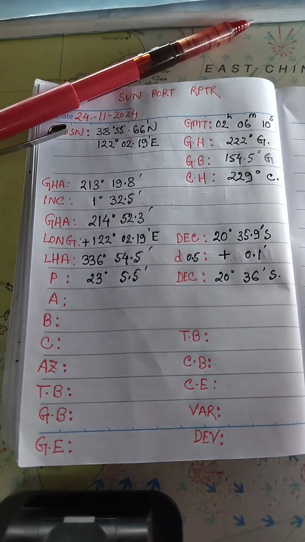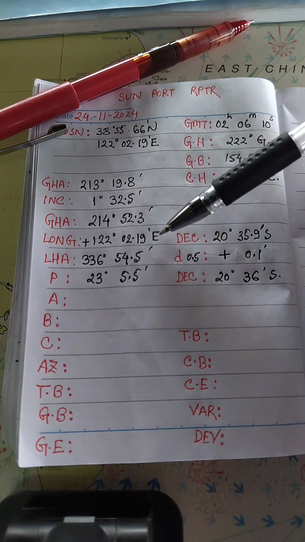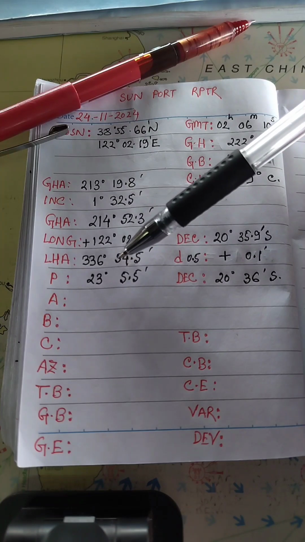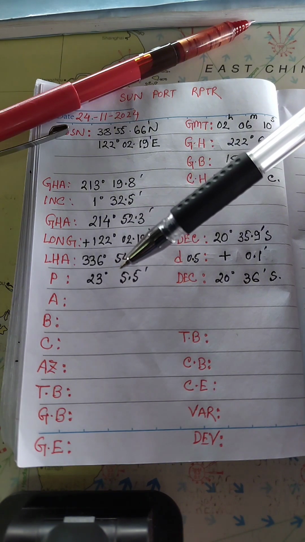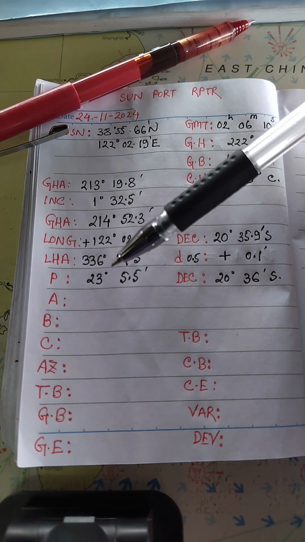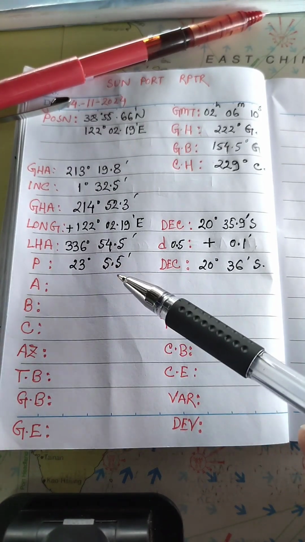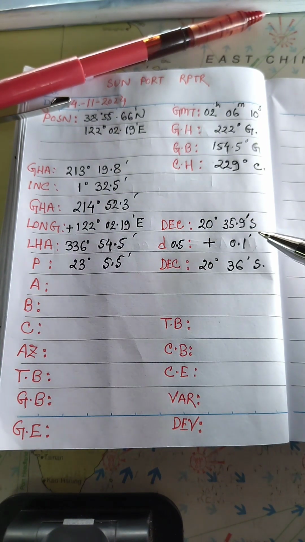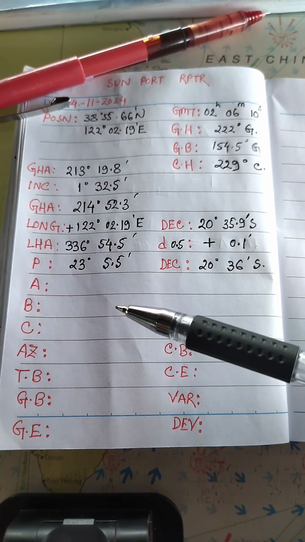Okay guys. You see, my GHA I add with the increment, I find the final GHA, and after that longitude is east, so I add, and I found my LHA. Then I subtract the LHA from 360 degrees and find the P value, just to avoid the minus sign. Remember this one guys: if your LHA is more than 180 degrees, you can subtract from 360 degrees and find your P value. So I find my P value just to avoid the minus sign when I calculate A and B. And with the declination and decorrection, I find my final declination. So now go for the A and B calculation.